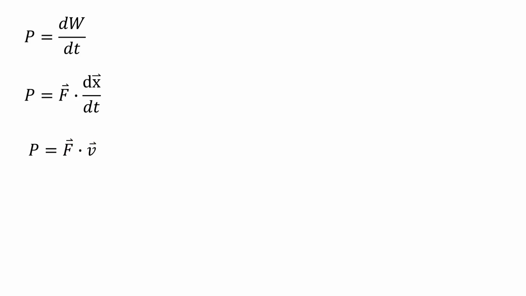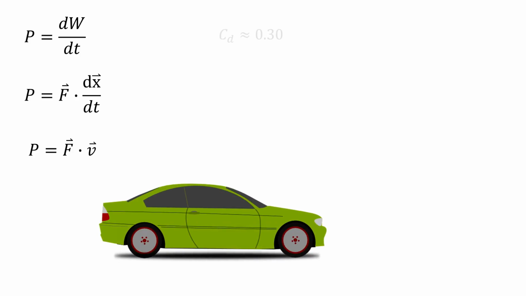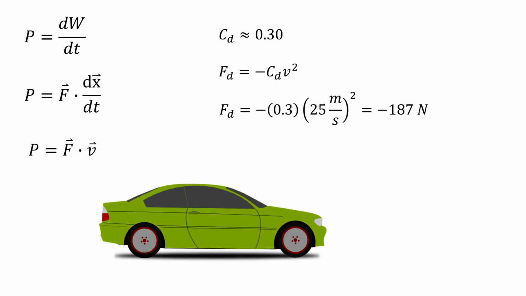As an example, a medium-sized sedan has a drag coefficient somewhere around 0.30. Driving at about 25 meters per second, which is about 56 miles per hour, this corresponds to a drag force of 187 newtons. Therefore, to maintain the vehicle at this speed against the wind in front of it, a car engine would need to work at a rate of 4,700 joules per second, or 4.7 kilowatts.